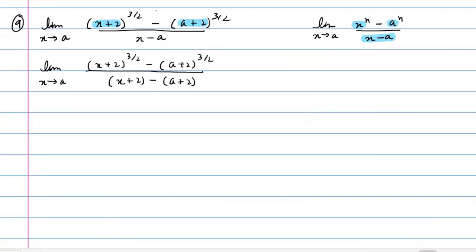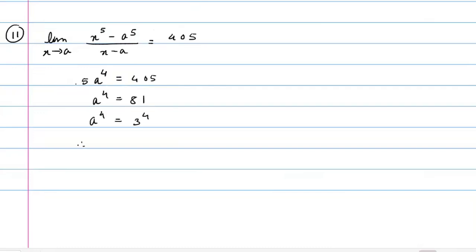You know that when you open it, you will get x minus a. So this is like that formula, and we can apply the property directly. And this will be a plus 2 raised to 3 by 2 minus 1. So this is 3 root a plus 2 upon 2. So you get 4. So a raised to 4 is 81. The powers are equal, so we equate the base. So a is equal to 3.